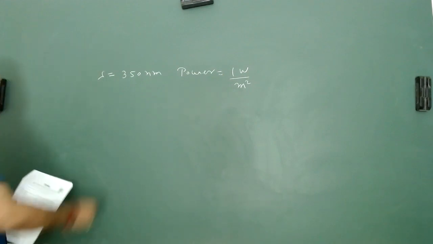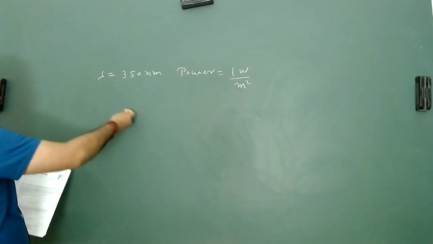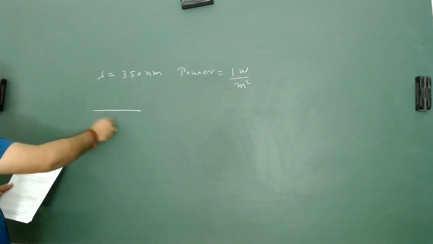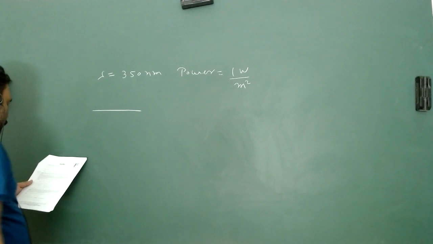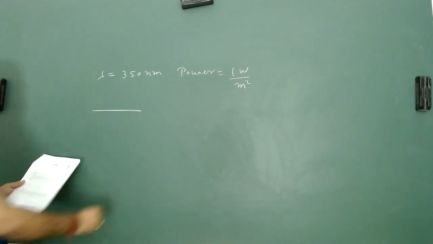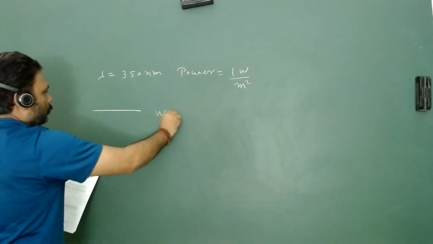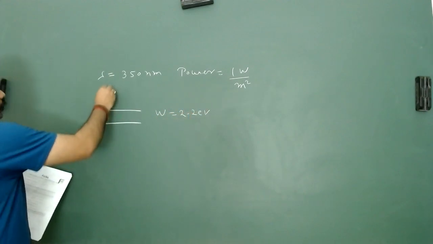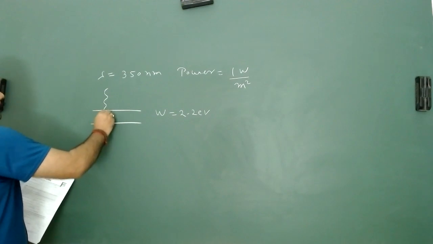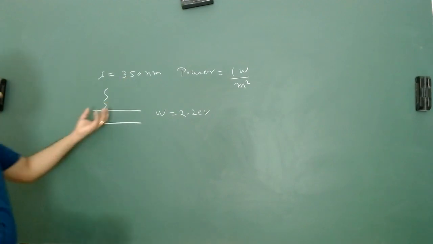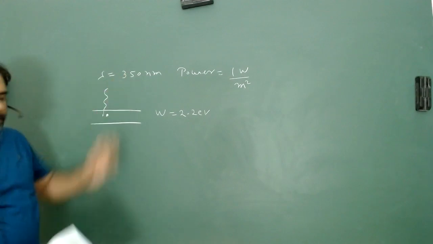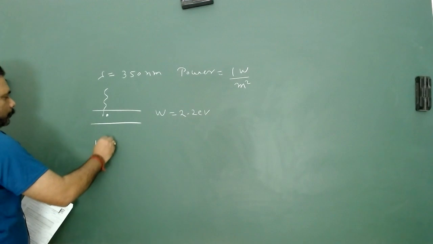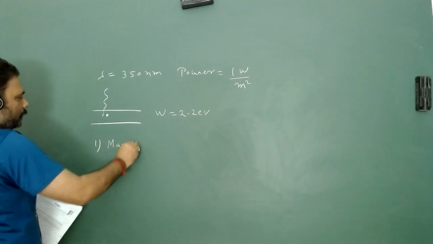What we have to calculate: this light will come to some metal plate which can produce the photoelectric effect, with work function given as 2.2 electron volt. So the light pulse will come here, the electron will absorb the energy, and it will just eject from here. So first we have to calculate the maximum kinetic energy.